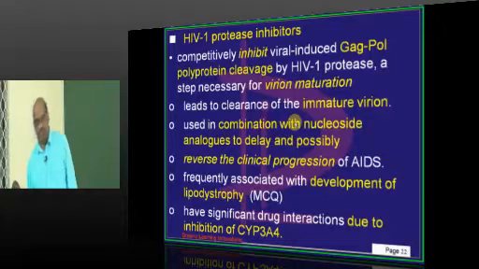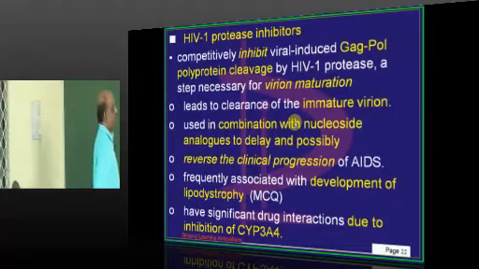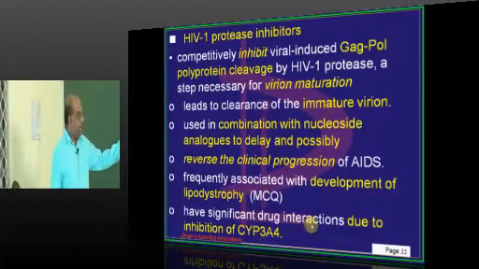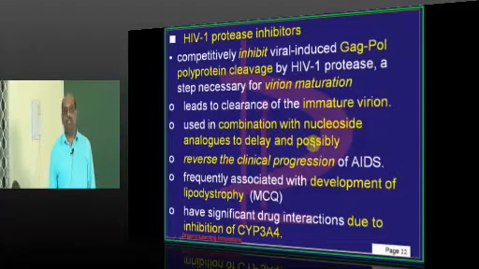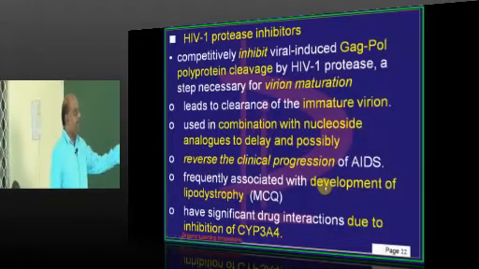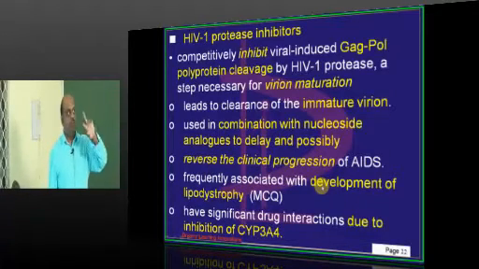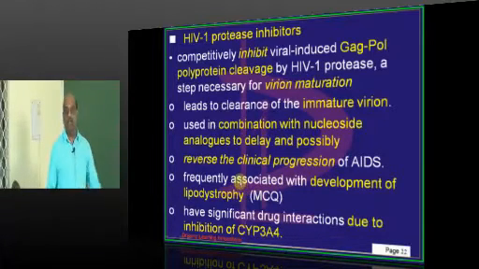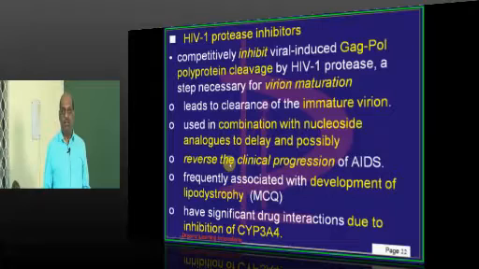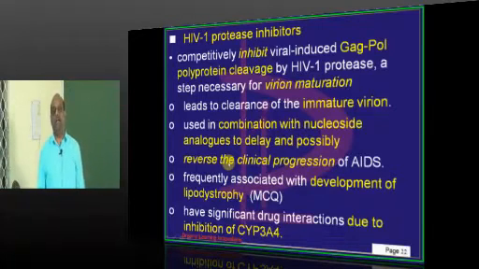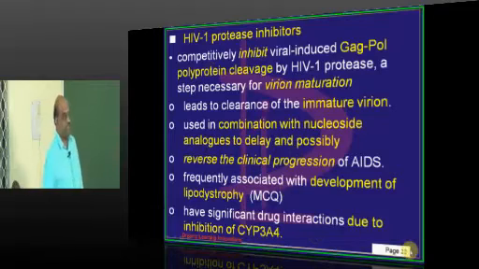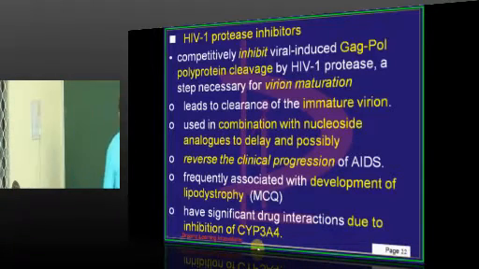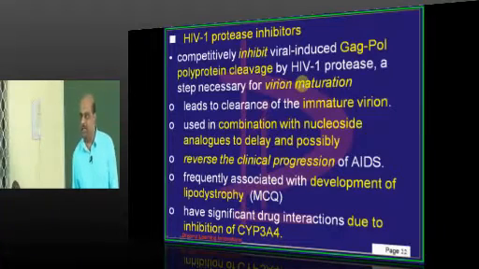So how will you use the protease inhibitors, doctor? You combine them with nucleoside analogs, and if you combine the protease inhibitors and NRTIs, then you can in fact reverse the clinical progression of acquired immunodeficiency. That is the point of interest. Now, what is the most important high yield fact about PIs, protease inhibitors?